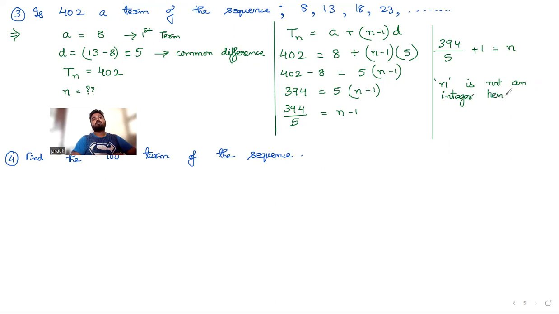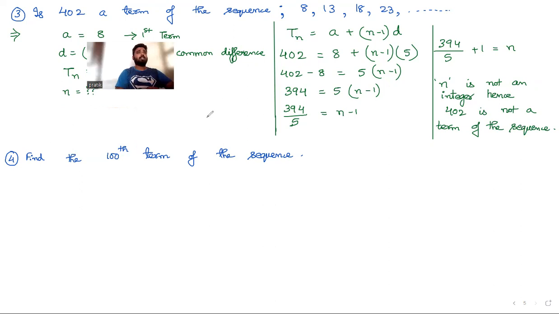Hence, 402 is not a term of the sequence. That's basically how you find out whether it is a valid term or not.